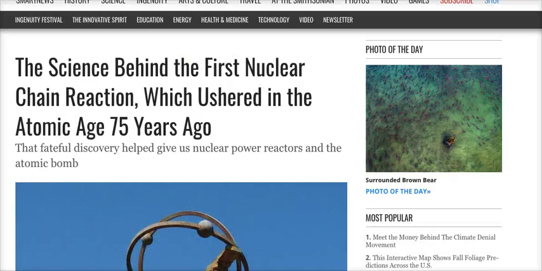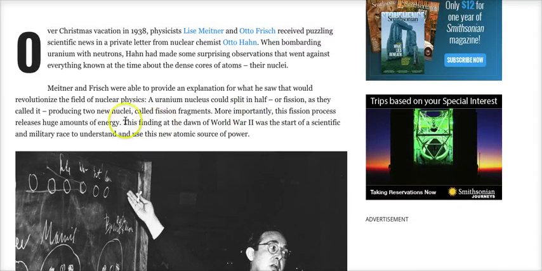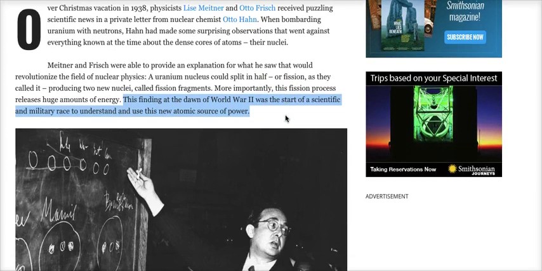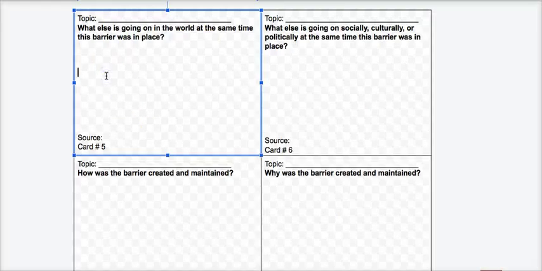One of my topics talks about that it was a race. Oh, there it is. This finding at the dawn of World War II was the start of scientific and military race to understand and use this new atomic source of power. So, I want to make sure that on this card, I'm talking about how World War II and the Germans and the Allies versus the Axis powers, all of that and that context is really important.